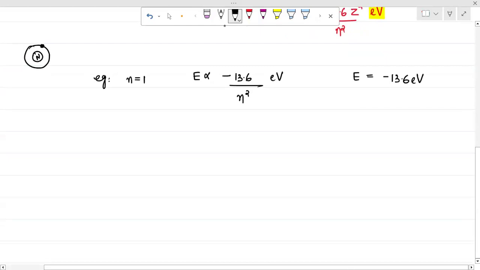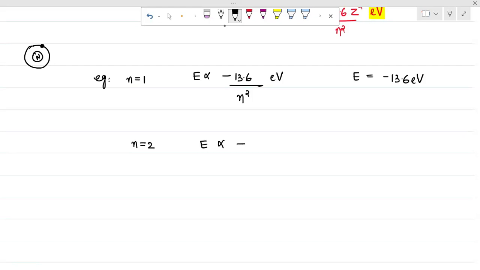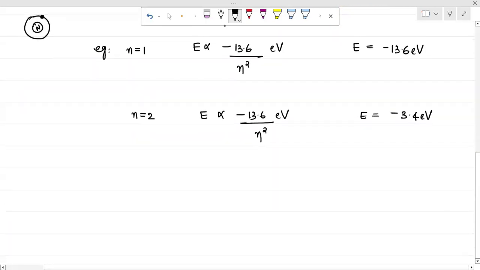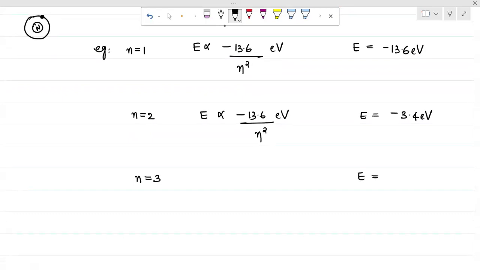Now, next case, my electron is n equal to 2. So what happens? Energy is again proportional. There is no change. Correct? And when you put this value of 13.6 divided by 2 square, now what is 2 square? 2 square is 4. The value that you get is minus 3.4 electron volts. Now see what is happening to the energy value. We'll use one more. Let's say n is equal to 3 and the energy value that you'll be getting is minus 13.6 by 3 square, which is 9. And it is minus 1.51 electron volt.